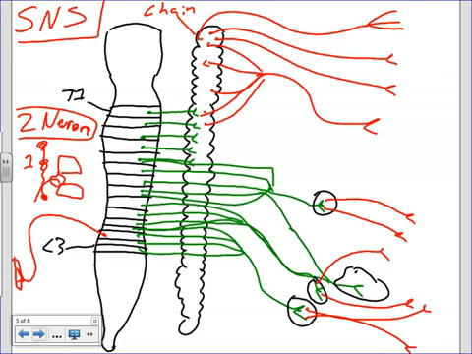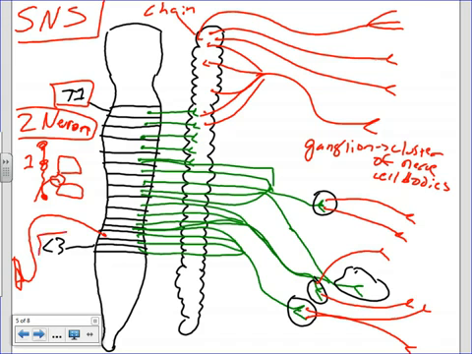Okay, and a little terminology review, remember the word ganglia, or ganglion. It's a cluster of nerve cell bodies. So what we're saying here is that there are two neurons that are interacting with one another. Now, these divisions of the sympathetic nervous system essentially begin at T1 and go all the way down to L3. Now, T1 to L3.